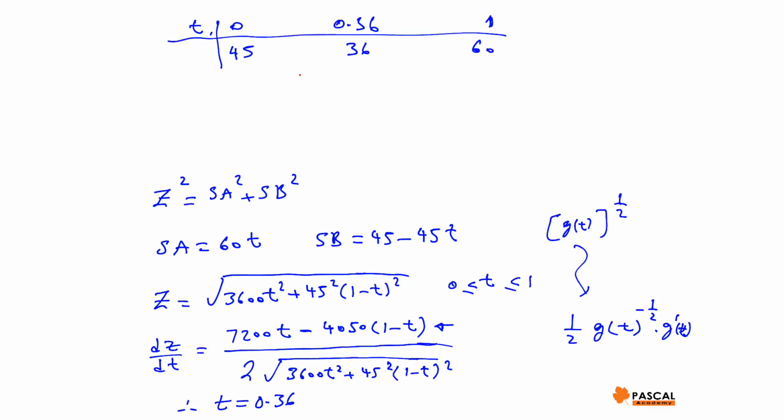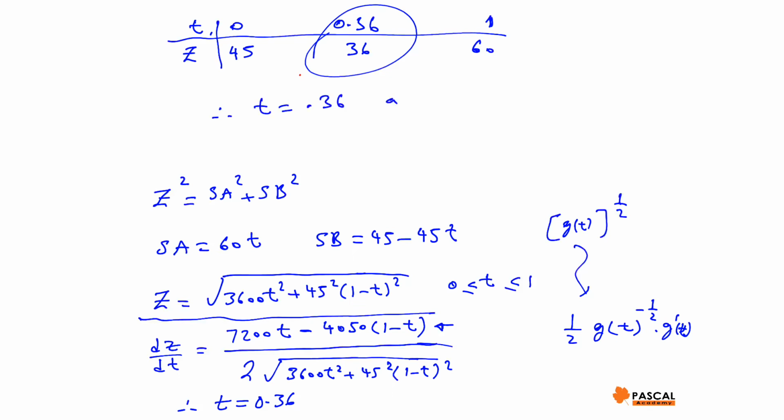Here we call the distance between them z at t. We use this equation to find the values. The minimum is when t is 0.36 and it is 36 kilometers.